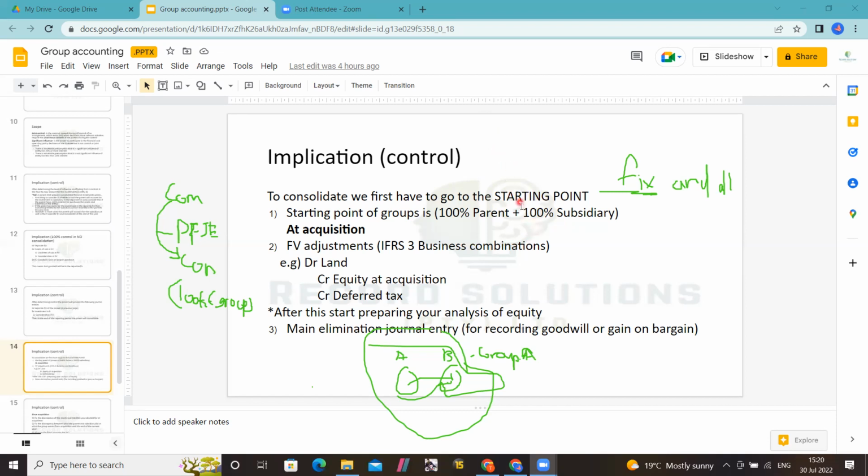So here, if I can give you an example, let's say the subsidiary had PPE, right? So PPE, in most cases measured at cost, right? So PPE 80,000, right, at acquisition, right?